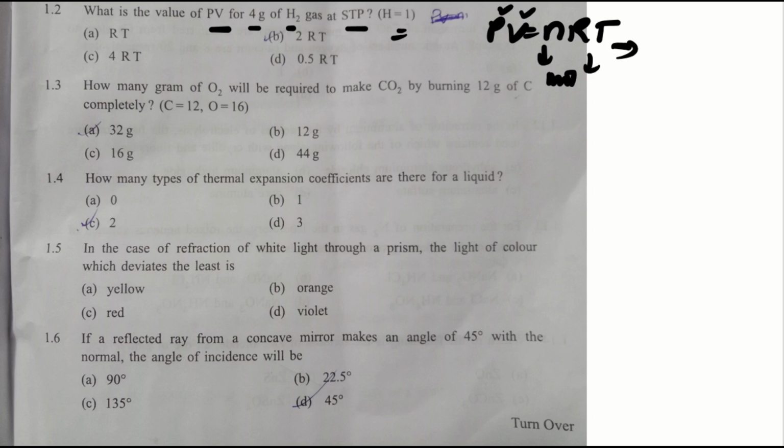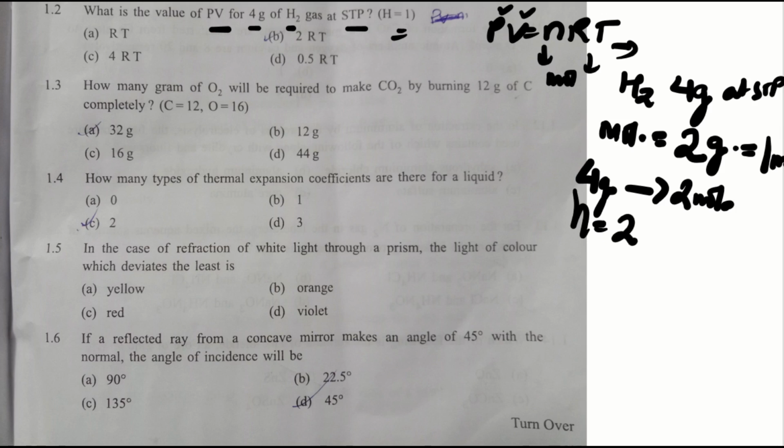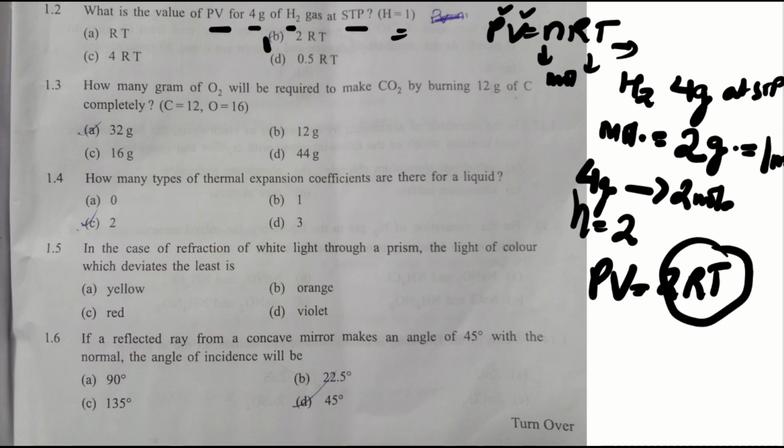We have been given 4 gram of hydrogen gas at STP. We know the molecular weight of hydrogen, H2, is 2 gram, and this 2 gram is equivalent to 1 mole. So we have been given 4 gram of hydrogen. If 2 gram is 1 mole, 4 gram is 2 moles. So the value of n over here is 2. So the equation is PV equals 2 times RT. So the correct option is number B.